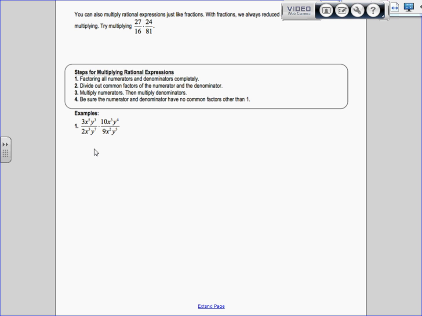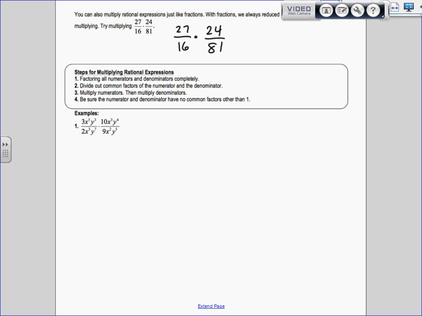So what if we have multiplying fractions? So when you guys were in elementary school, you learned how to multiply fractions. You learned that you can multiply across the top, and you can multiply across the bottom. So if you have something like 27 over 16 times 24 over 81, you could multiply 27 times 24, find what that is, and then multiply 16 times 81, find what that is, and then reduce. But it ended up being a lot of work. Once you guys started doing that method, you learned that there was an easier way.